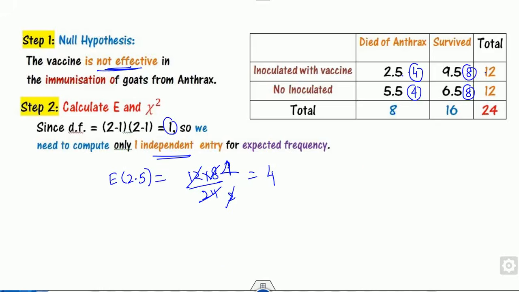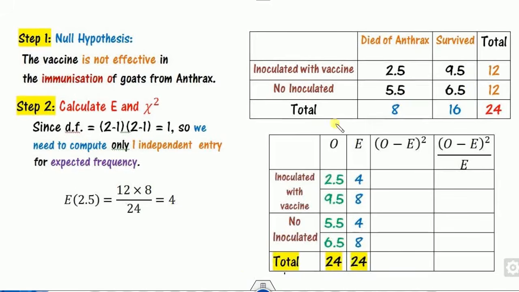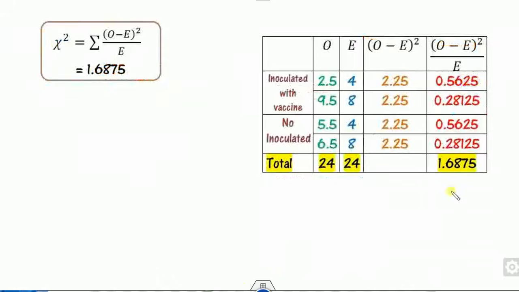So now you have found this value as 4. You can find the other values. So now this is the insulated vaccine. So values are 2.5 and 9.5. No vaccine, 5.5 and 6.5. So this value is my 4. What is the value corresponding to 9.5? Total is 12. So this is my 8 and so on. Now you can find the remaining values. You can see this value is 1.6875.